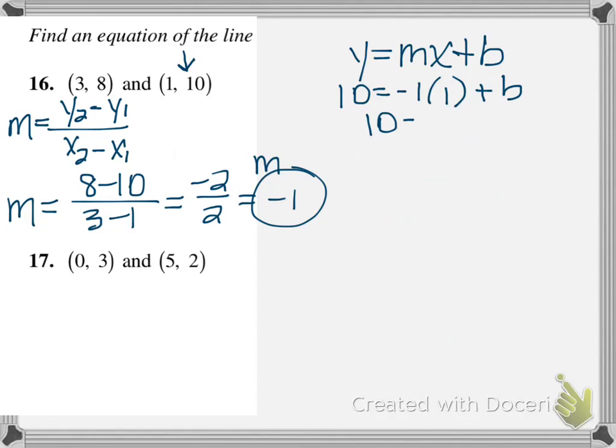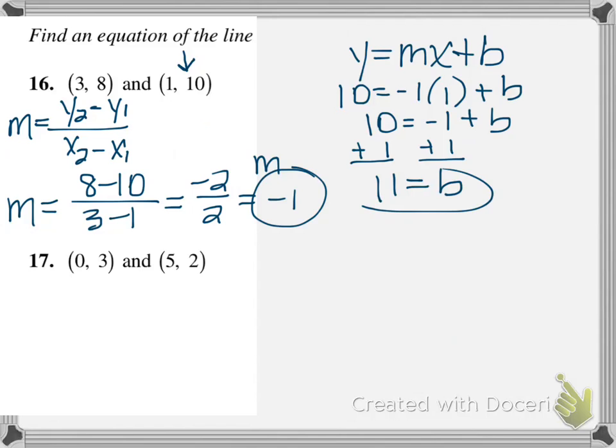So 10 equals, that'll be negative 1, so add 1. Oops, it's totally not the right side, it has to come over here. So that's going to be 11 equals b. So there's my other piece of information. Now I can write my equation. y equals my slope of negative 1 times x plus my intercept of 11.